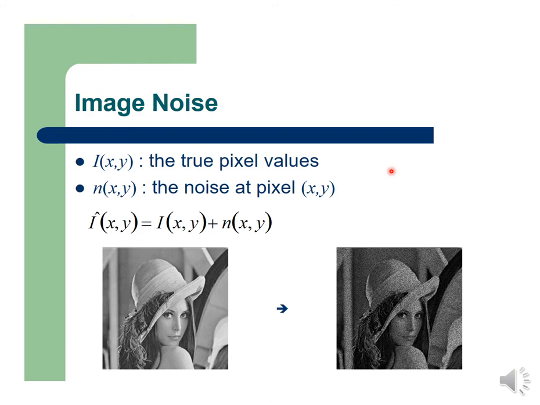So if we are going to represent a noisy image, it has the information of the actual true pixel value, which is I of the position XY, and also we have some noise attached to it. The same pixel at the same position has some value of noise. And when this noise is added to the actual pixel value, we have a noisy image, which is represented here by I cap.